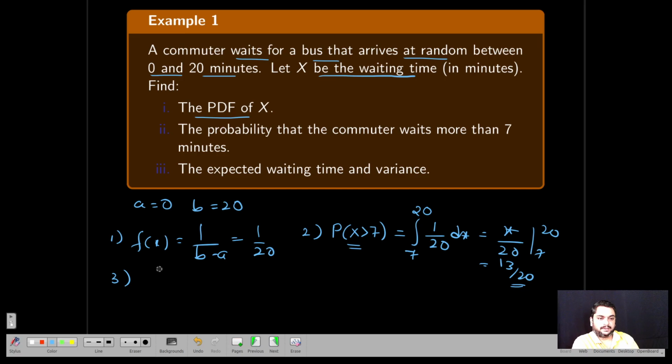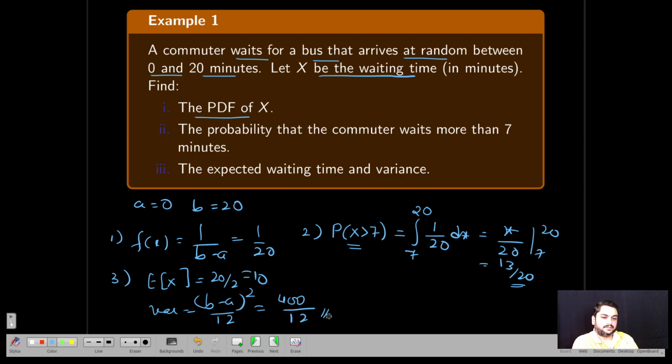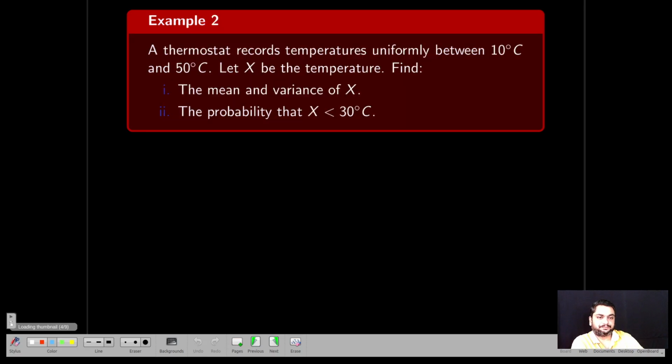Now the expected waiting time and variance. E of x is equal to a plus b by 2, that is 20 by 2, which is 10. Then the variance is given as b minus a whole square by 12. So b minus a is 20, 20 square is 400, divided by 12. This is the answer. A simple question.